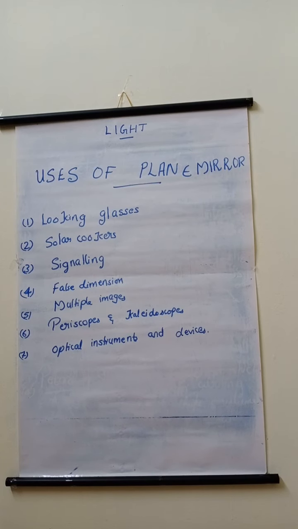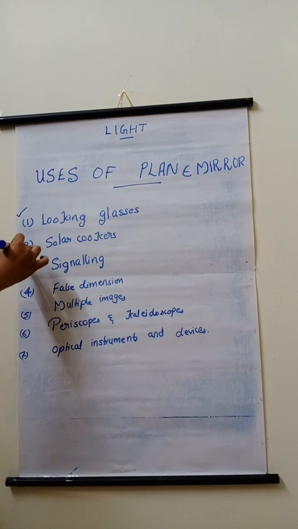These mirrors have many uses. Let us discuss a few uses of plane mirrors. First one is that plane mirrors are used as looking glasses. Second one is that they are used in box-type solar cookers to reflect sun rays towards the vessels to be heated. Third one is that army personnel and scouts use plane mirrors for signaling. Fourth point is false dimension. That means the mirror image of a small space gives a perception of double the space.